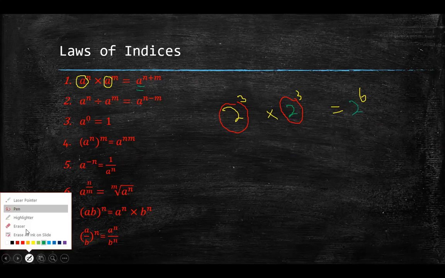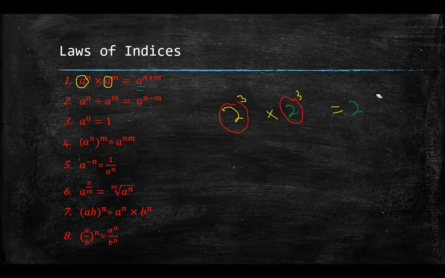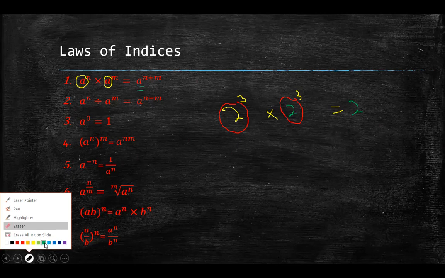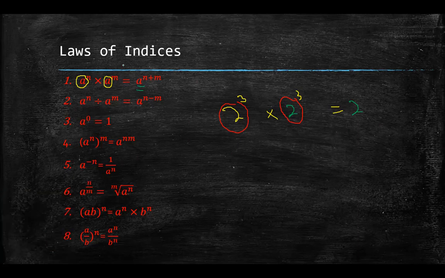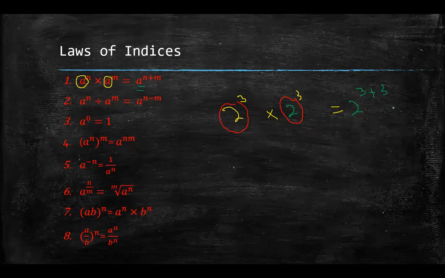Let me just erase this thing that I had before. And the powers, also known as exponentials or the indices, would add. So the index here is 3, the index here is 3. According to this rule, I add the powers, so it's 3 plus 3. And that's why I would have 2 to the power of 6. You understand that?